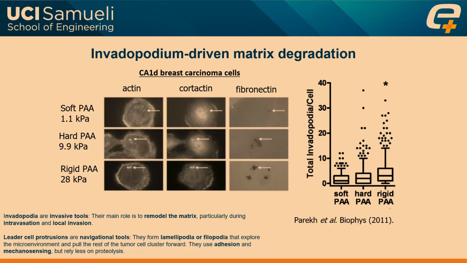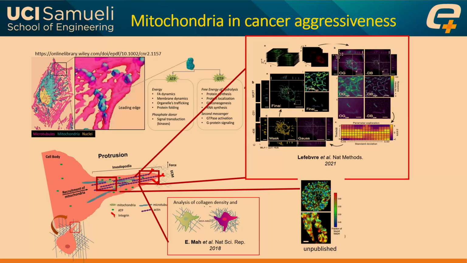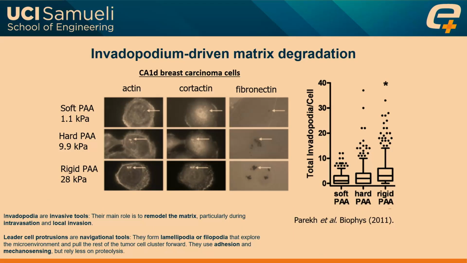So what's important to note, and I definitely don't want anyone to get confused about this, is that invadopodia are invasive tools. They try to degrade the matrix so that the cells can migrate. But the leader cells and the cells that we're interested in looking at are the cell protrusions.